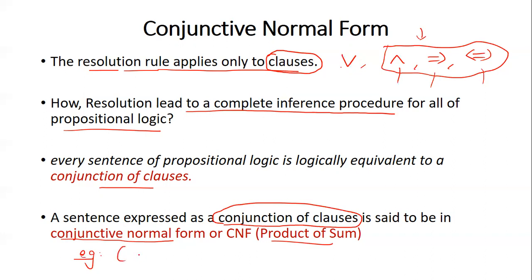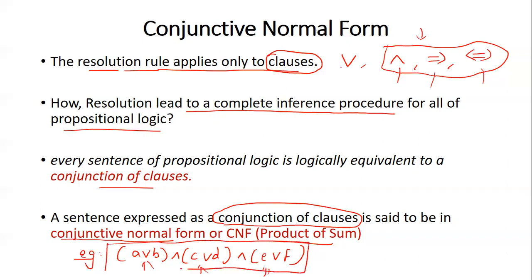For example, A or B and C or D and E or F. This is a conjunctive normal form. So we call it as product of sum. You can consider OR as sum. This is sum, this is sum, this is sum, whereas this is product. So the sentence should be strictly in this format. Now it is in conjunctive normal form, right?